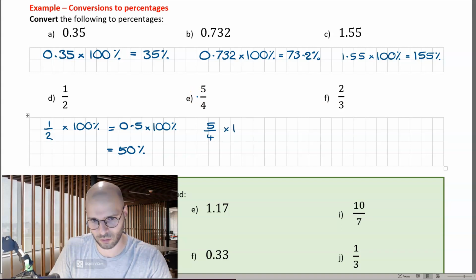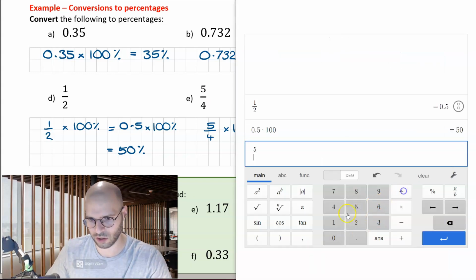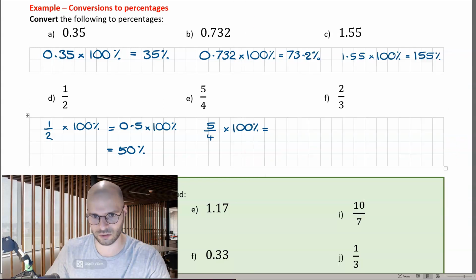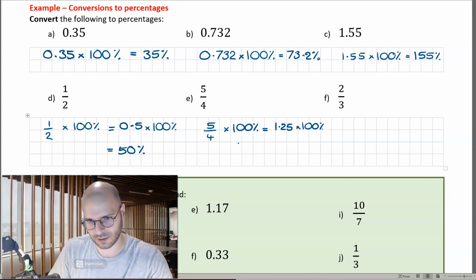Next, 5/4. I set myself up for success by rewriting it. 5/4 times 100% equals, up we come, 5/4 equals 1.25. 1.25 times 100 equals 125%. So 1.25 times 100% equals 125%. I always show my working out to show that I know what I'm doing.